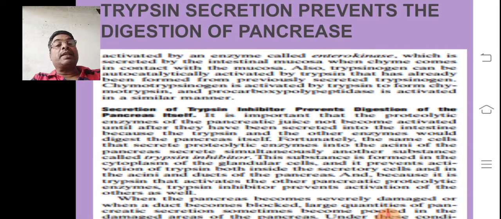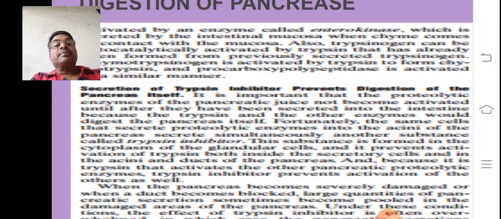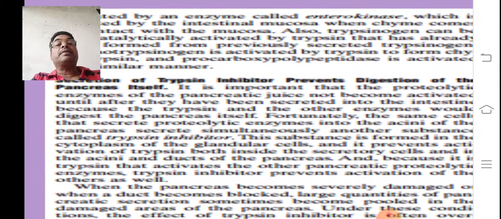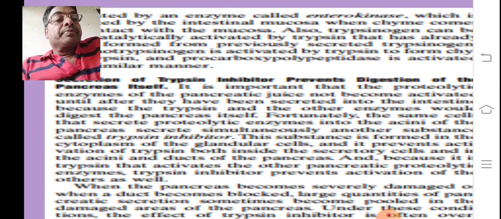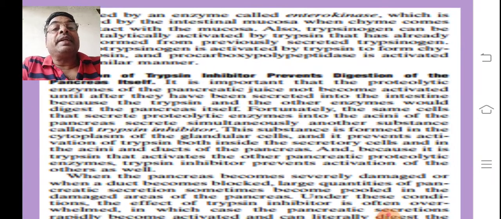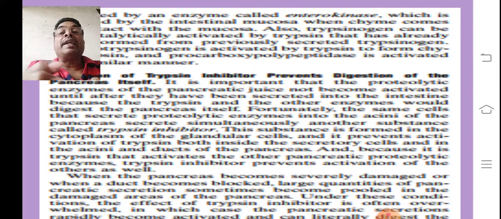Secretion of trypsin inhibitor prevents the digestion of the pancreas itself. It is important that the proteolytic enzymes of the pancreatic juice do not become activated until after they have been secreted into the intestinal lumen, because trypsin and other enzymes would digest the pancreas itself.